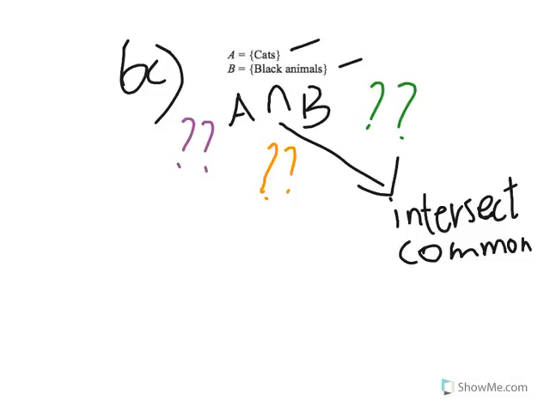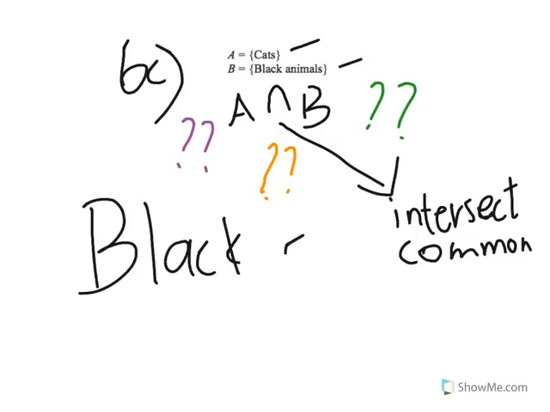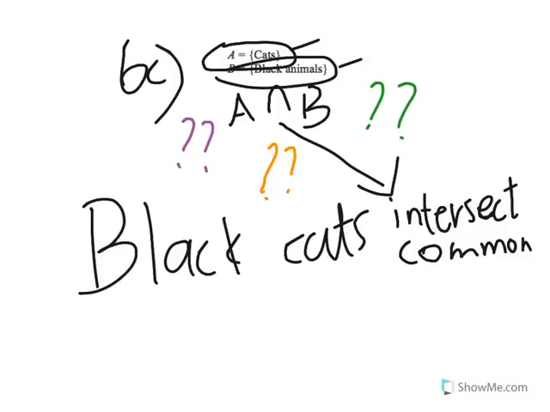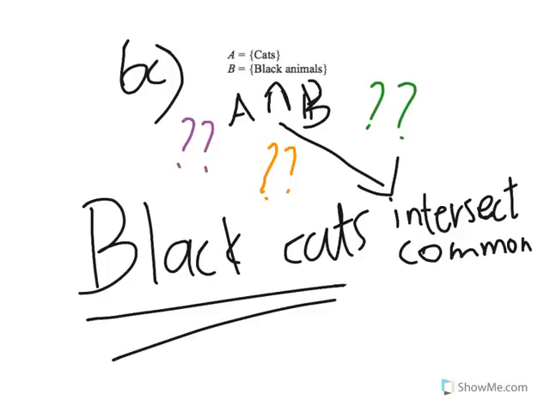So how can they be common? How can A intersect B occur? How can cats and black animals be the same? Basically, if you have black cats, right? Since you need to have black animals, and also your black animal needs to be a cat. So basically, that's what A intersect B is. Each of them has to have something in it. That's what it is. So it should be black cats.